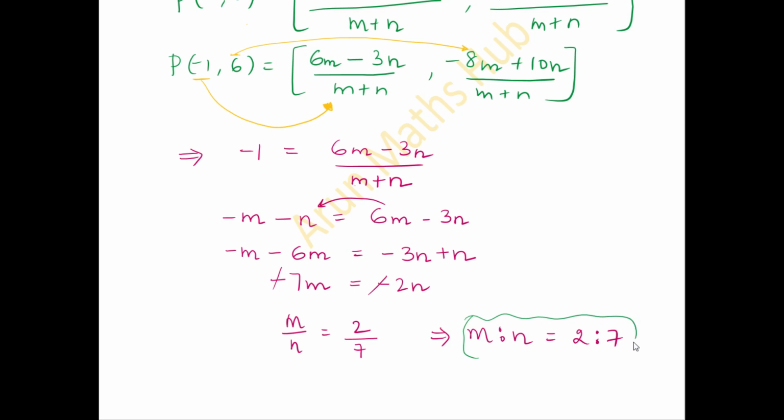The ratio m is to n is 2 is to 1. If you equate the y coordinate, 6 equals (-8m + 10n) divided by (m + n), you get the same answer. But at the end you should write it in the ratio m is to n, that is m divided by n. You get 2 is to 7. Therefore the ratio is 2 is to 7.